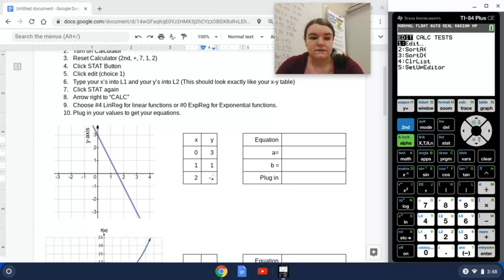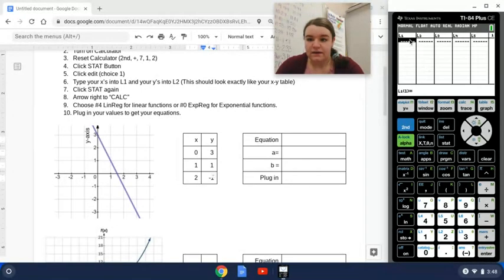And step 5 says click edit, which is choice 1. It's already highlighted on it, so I can just hit enter. And then I see all these lists pop up: L1, L2, L3, L4, L5, and so on. These are called the lists, and this is where we're going to type our XY table into. So I'm going to type the X's into L1 and the Y's into L2. You should plug them in so that it looks just like your table does.